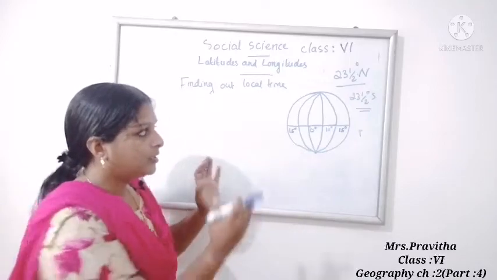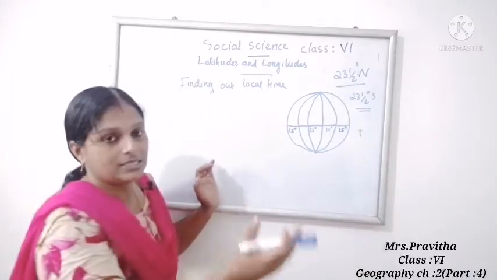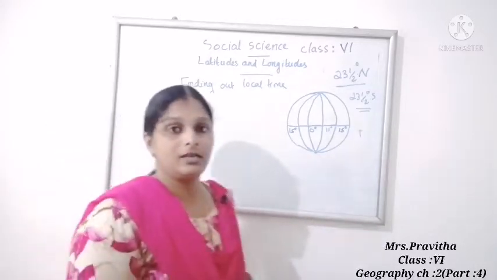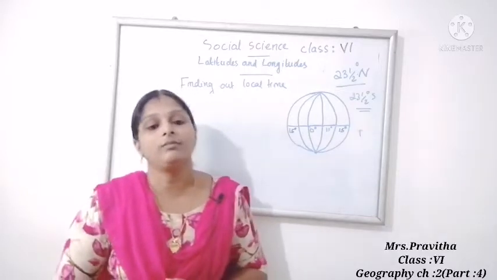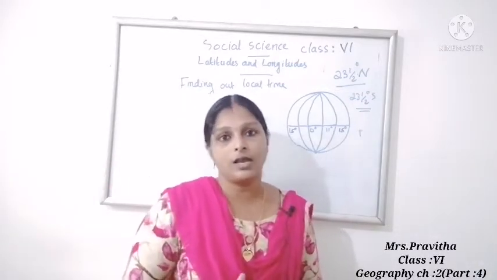So based on that longitudinal difference, time is calculated. If it is the eastern side, time is increased; western side means time will decrease. Okay, so in this way time is calculated. I think it is clear. Any doubt is there, you can ask, children.